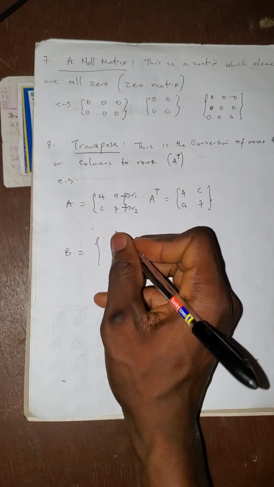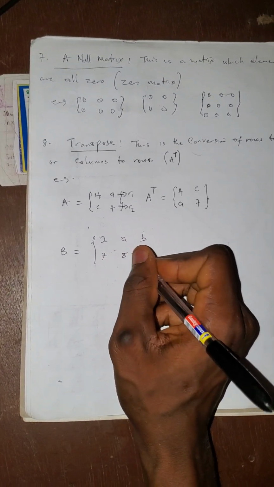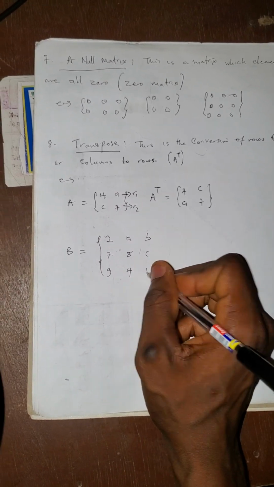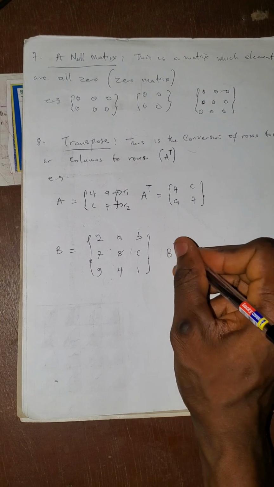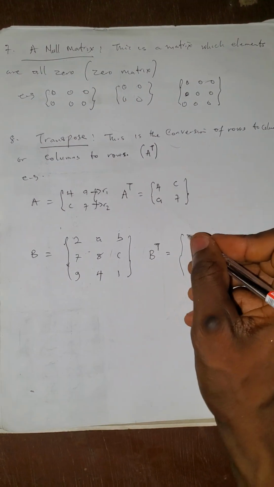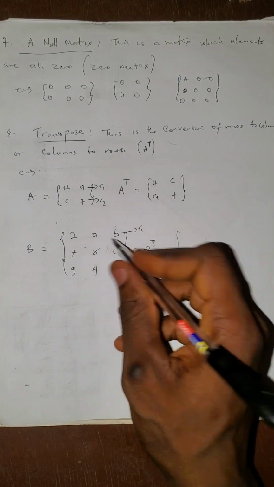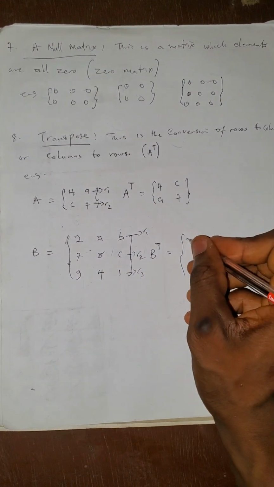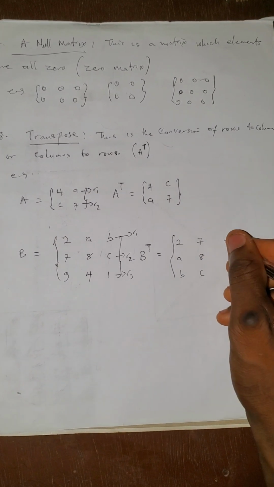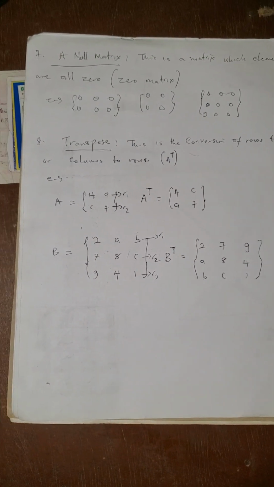If you are given matrix B to be 2AB, 7AC, G4 1, and you are asked to find the B transpose, convert the first row, the second row, the third row. So let's take the first row to column. The first row here will now be 2AB. Now the second row, that will be 7AC. The third row, G4 1. So this is the transpose of a matrix.